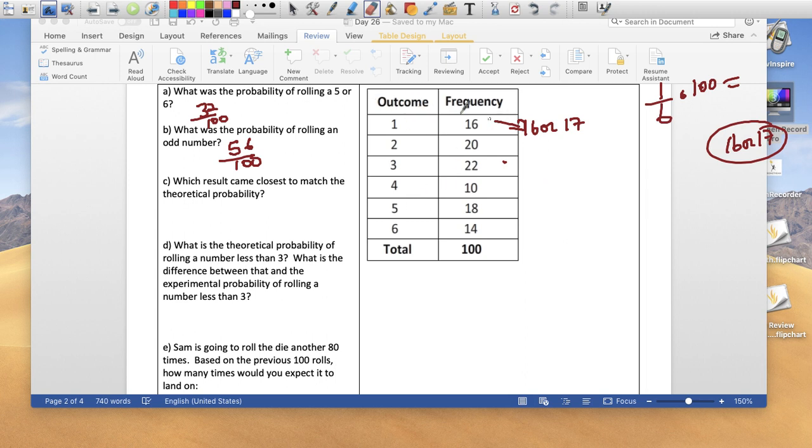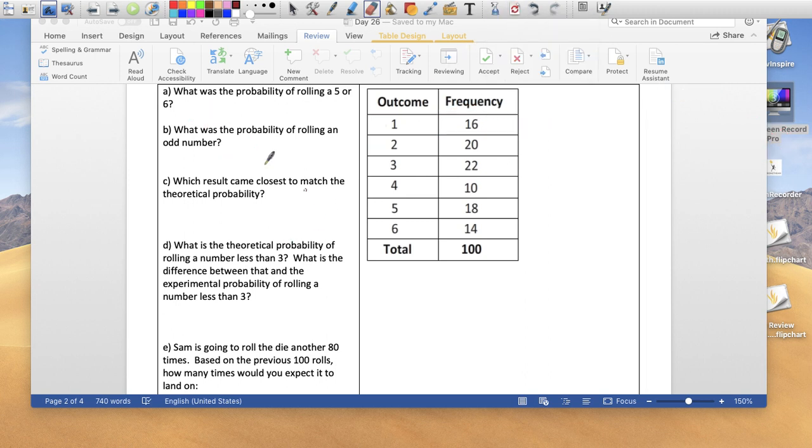So number 1 was the one that actually matched the theoretical, right? When we looked at it, we said that each number should come out 1 out of 6. And if we multiplied that by 100, each number should have come up 16 or 17 times. And the only number that really followed that was number 1.